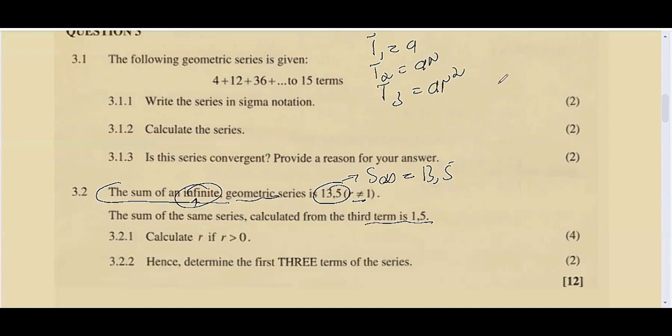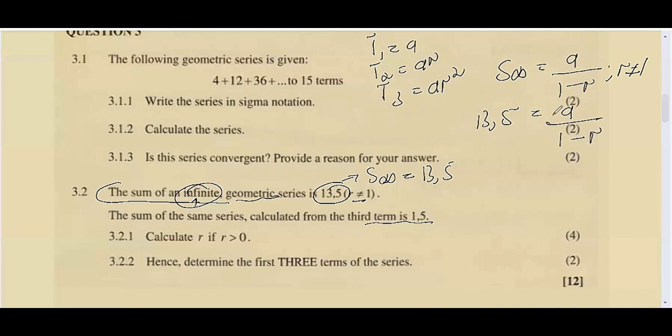So that means if we are to express our sum to infinity here, we say sum to infinity is equal to a over 1 minus r, where r is not equal to 1. Then what is the sum to infinity? It is 13.5. And then since our first term is just a, we just substitute a here, over 1 minus r. Now we can express this in terms of a by just cross multiplying. This will give us 13.5 times bracket 1 minus r is equal to a. Let's call this equation number 1.